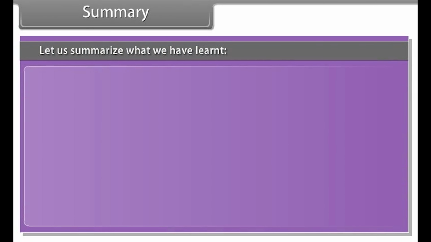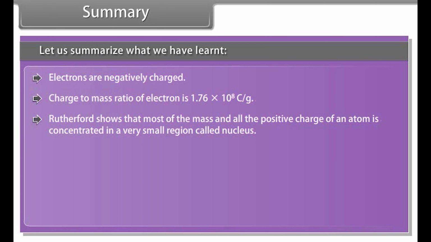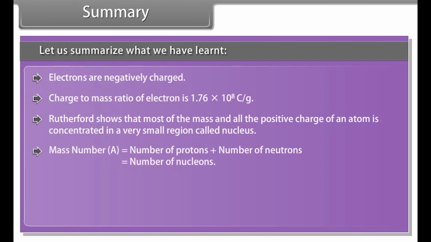Summary. Let us summarize what we have learnt. Electrons are negatively charged. Charge to mass ratio of electron is 1.76 × 10^8 coulombs per gram. Rutherford shows that most of the mass and all the positive charges of an atom is concentrated in a very small region called nucleus. Mass number A is equal to number of protons plus number of neutrons, which is equal to number of nucleons.